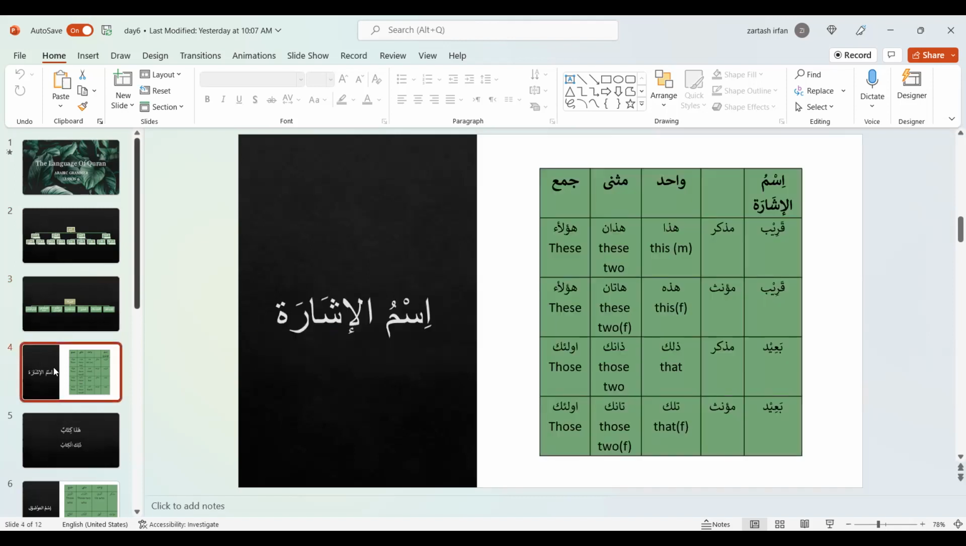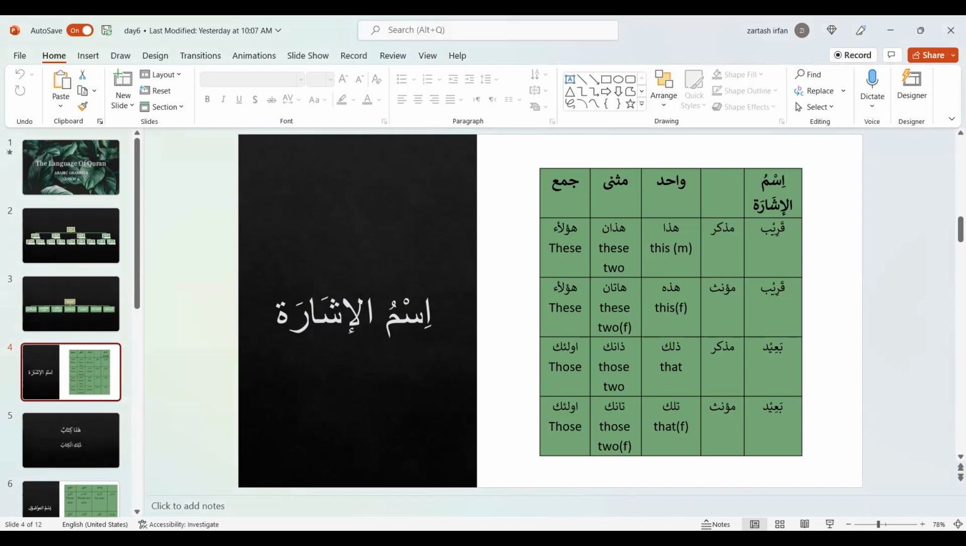Okay, let's start with Ism Al Ishara. So, what's Ism Al Ishara? Just like in English, there are some pointing words in Arabic as well, and they are called Ism Al Ishara in Arabic. So, what are these? There's a chart, and it's really easy to learn and easy to remember. This is a chart for Ism Ishara, and it has 3 kinds of words: Wahid, Musanna, and Jama.